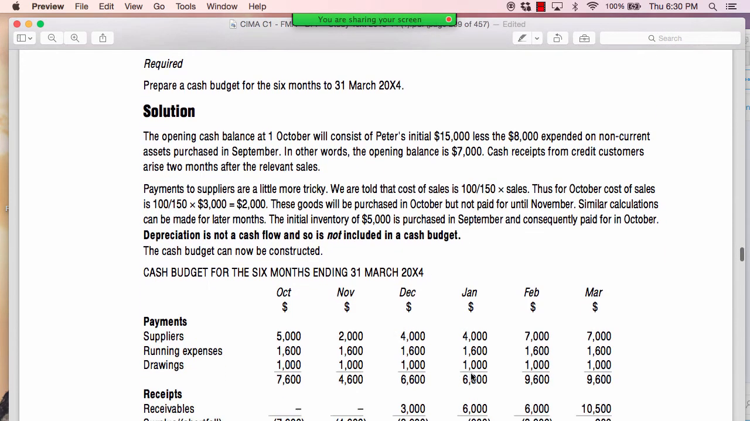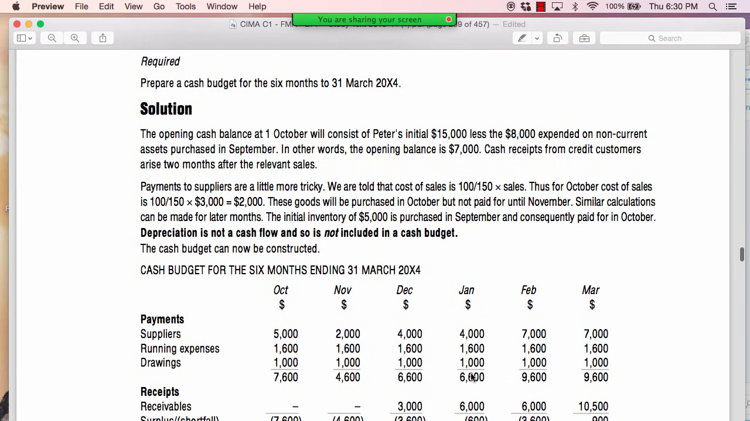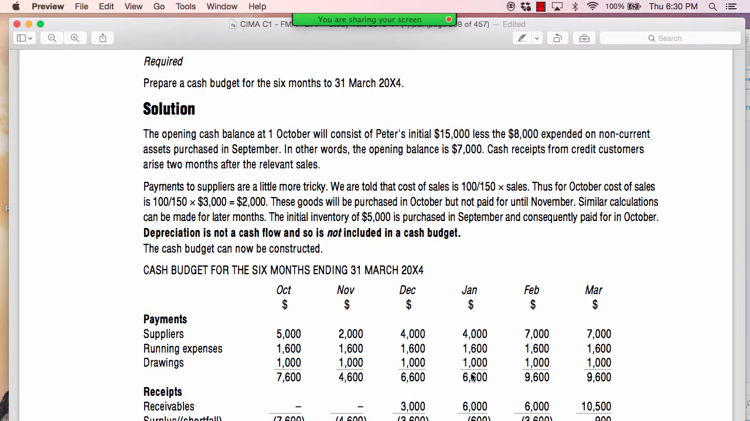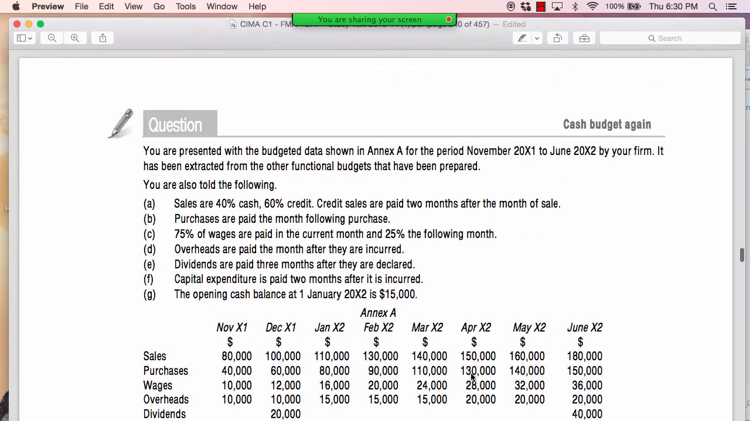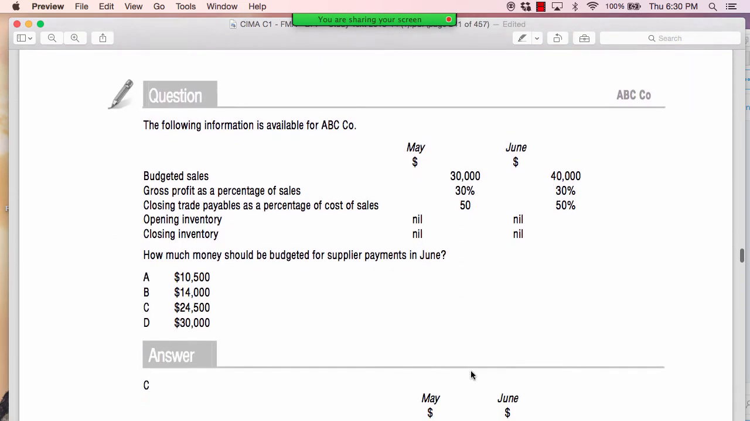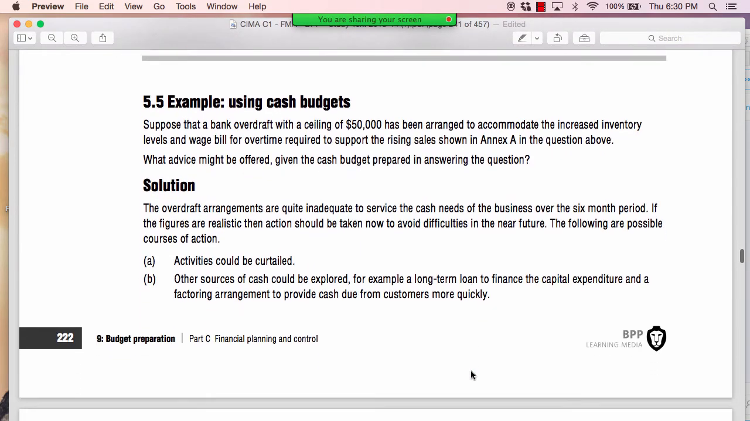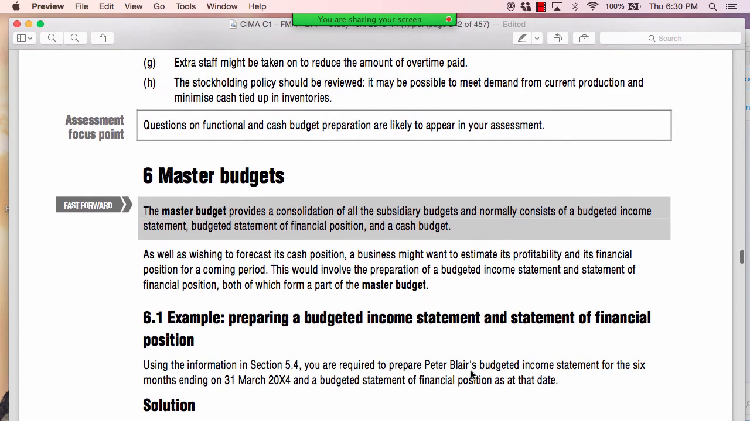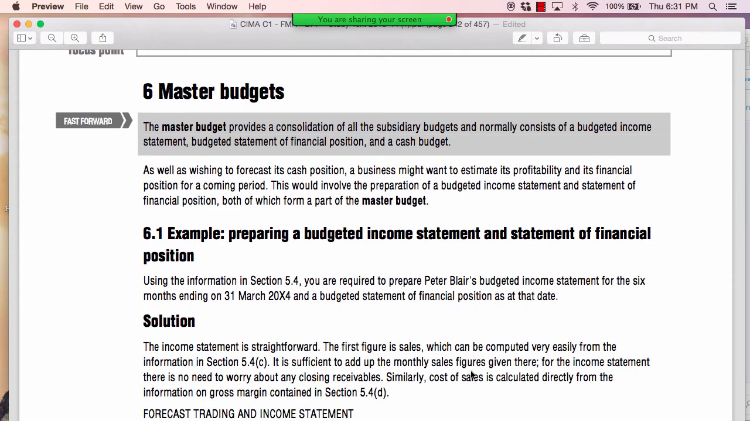All right. So I'm going to leave all the question parts of it for you to try on your own, so that now you can really think about it and say, well, what should I be doing? I'll give you an example as well. There are quite a bit of questions. So let's go through. Now we go into master budget.